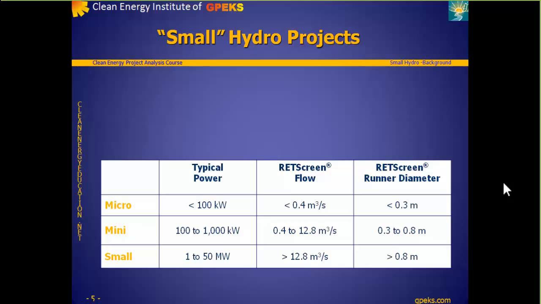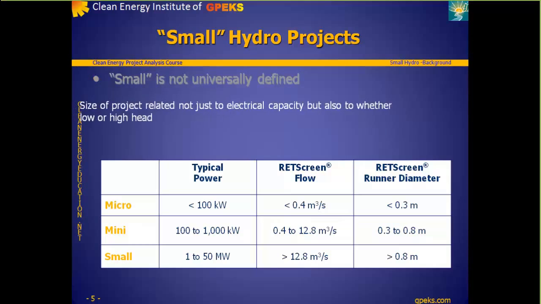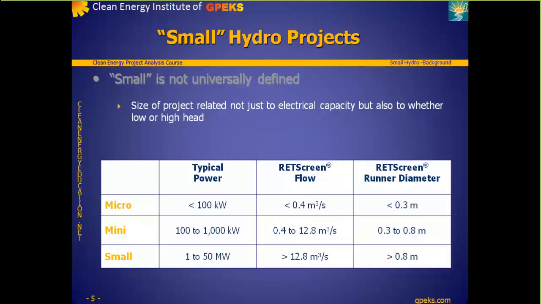Small hydro projects. When we talk about small hydro projects, what size do we actually mean? Unfortunately, there is no universally accepted definition of this. Furthermore, small hydro projects include so-called mini and micro hydro projects. Small hydro projects can be classified according to a number of criteria, including the rated power output of the project, the flow through the project, and the diameter of the runner, that is, the spinning wheel within the turbine.